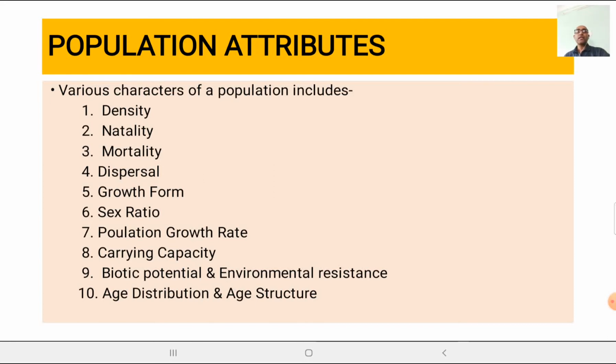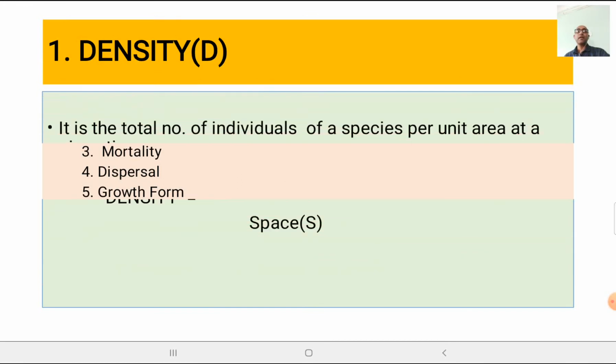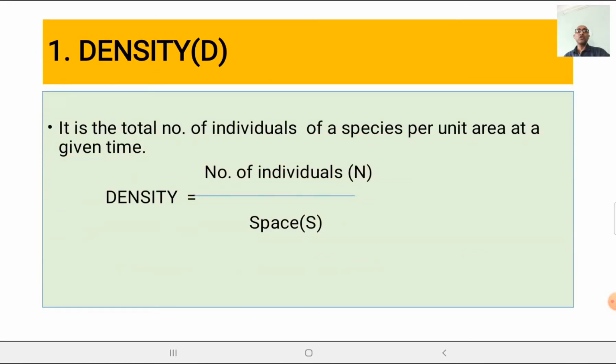The first one is density. Density of a population is a very simple concept. Density means the total number of individuals of a species per unit area at a given time. So, the total number of individuals found in a particular area at a given time is the density. You can calculate density by the formula N by S, where N is the number of individuals divided by space, or area.